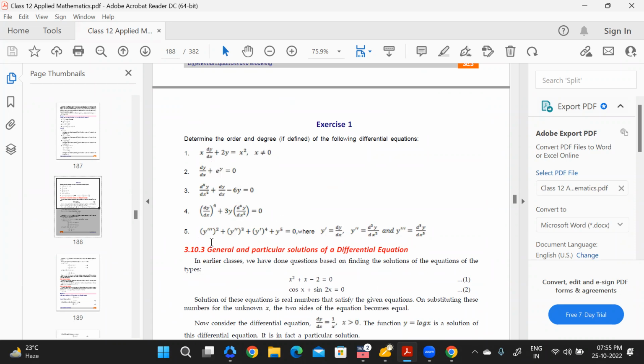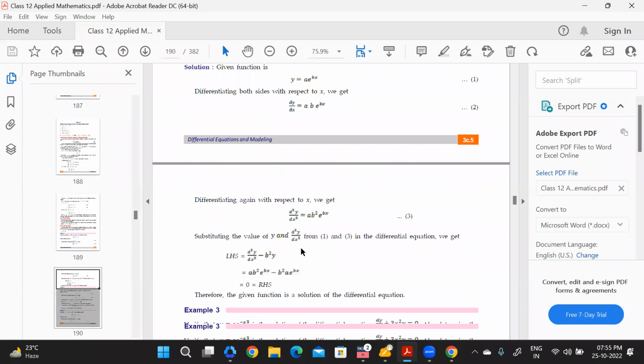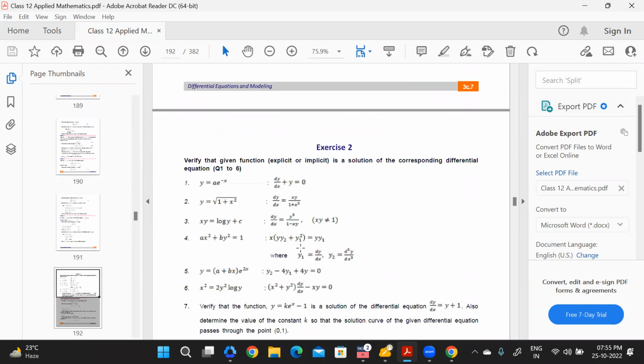Can you tell what is the order and degree of the differential equation, fifth differential equation? The order is 3 and the degree is 2. Yes, right. So we have completed exercise 1. Let's move on to exercise 2.